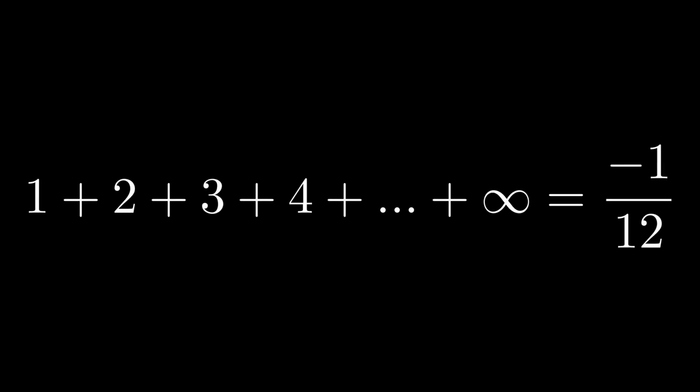Summing all natural numbers to infinity gives minus 1 by 12. Sounds illogical, but that's what happens when adding something infinite times gives a finite value. Infinity isn't just a very big number, it's a paradoxical concept.